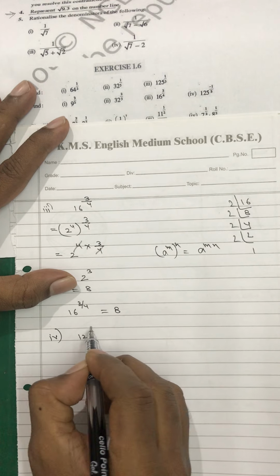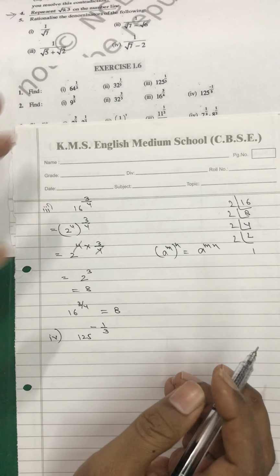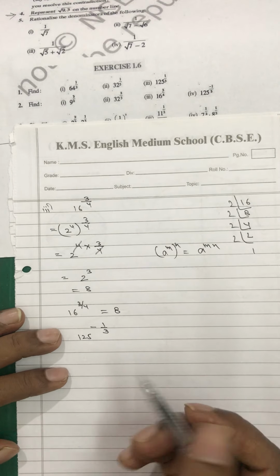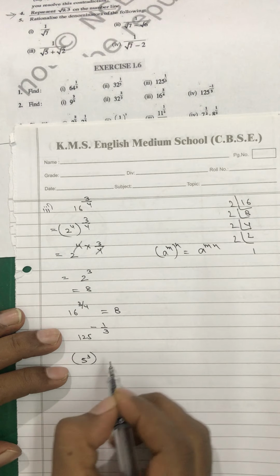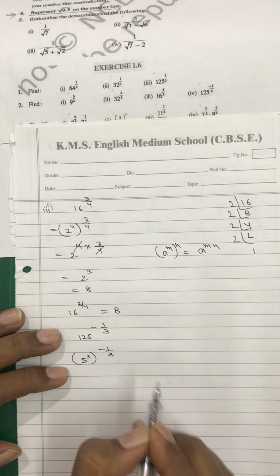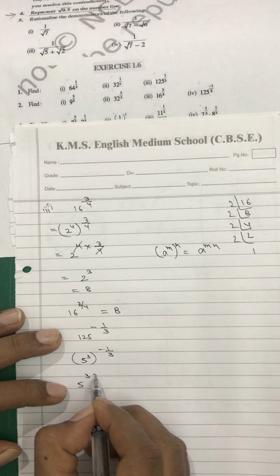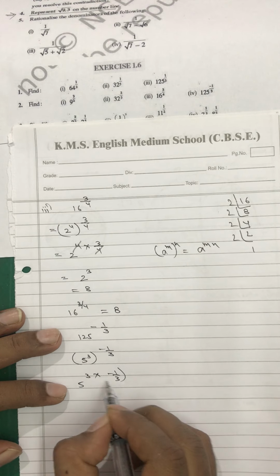125 raised to the power of minus 1 upon 3. Don't get bothered about the negative sign. Here what I'll do, again the same thing. 5 cube is going to be equal to 125. So minus 1 upon 3 will continue. Now I will open the bracket. I will get like this.